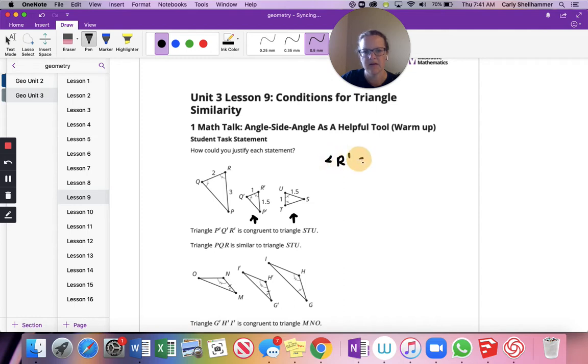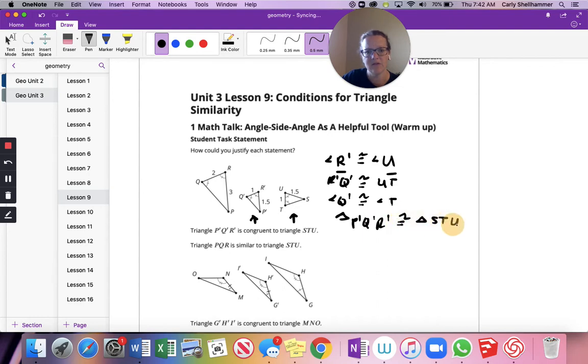So here, when I see that angle R prime is congruent to angle U, R prime Q prime is congruent to UT, and those are segments, and angle Q prime is congruent to angle T, I can say that triangle P prime Q prime R prime is congruent to triangle STU because of angle side angle. So these are all given if we're doing a proof.